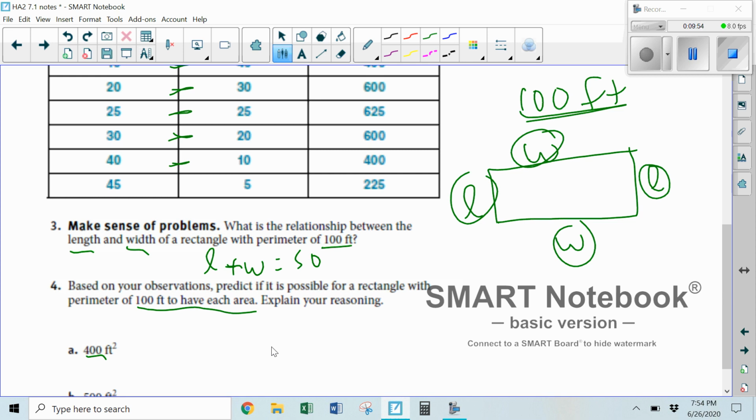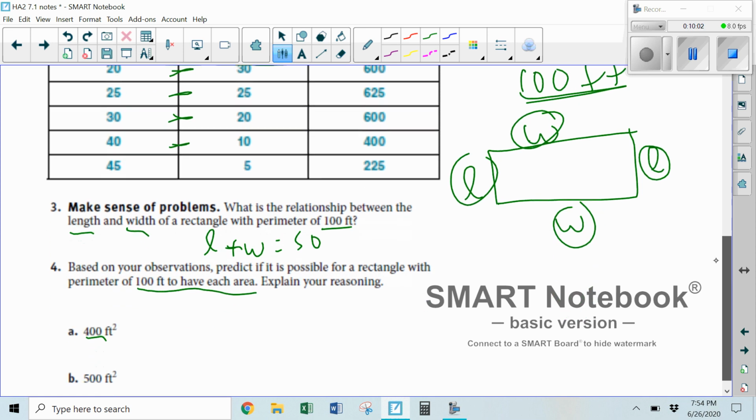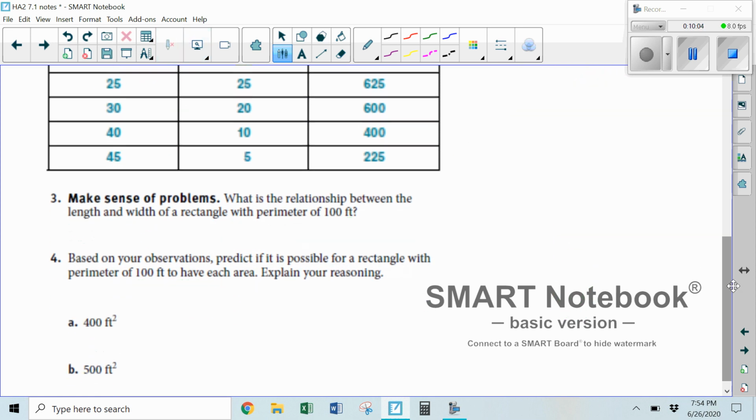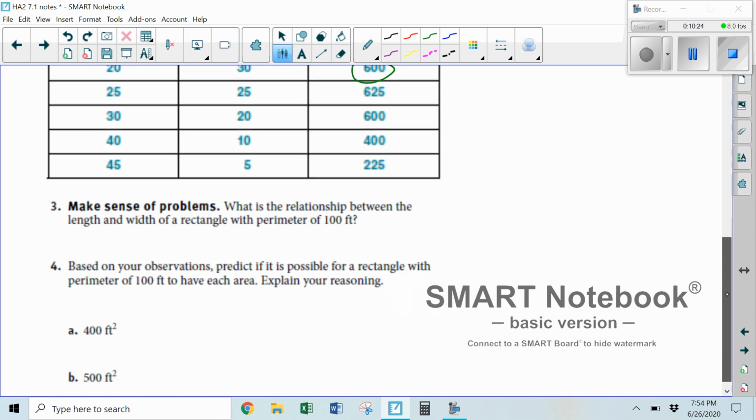So for your answers, maybe you had 400 in your table, which you can see I had right here. So that was possible. Maybe you didn't have a 400, but you still think it is possible because let's say you didn't even have this value. But let's say you had an area of 225 and an area of 600. Don't you think there'd probably be an area of 400 in between there? If I have way below and way above, then it is possible to have 400. So that would make it reasonable to me.